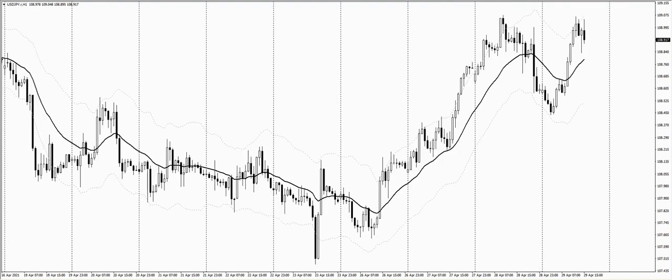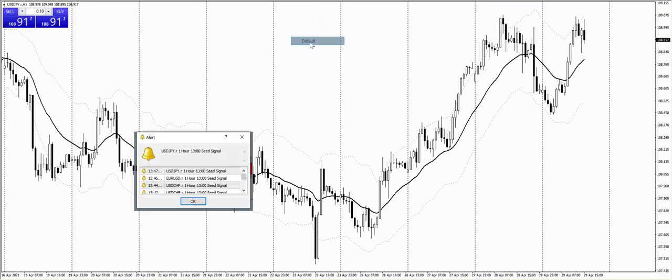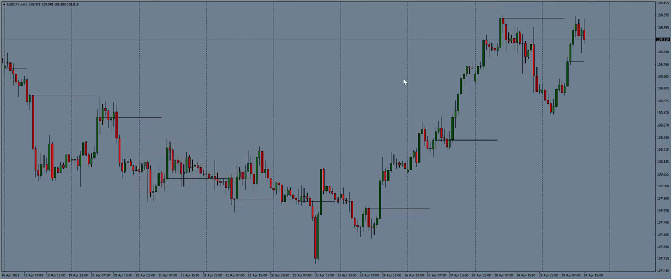Okay, where's my template? Which one was it? Is it this one? No. Sorry guys, this is not my usual MT4.